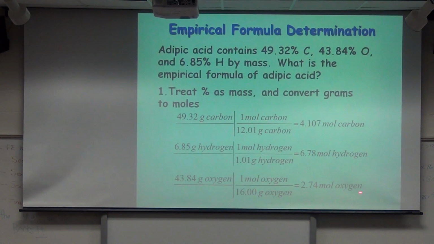Next, we're going to identify our lowest number. We get 2.74 moles of oxygen. That's less than the other 2, so we're going to divide each of these 3 numbers by that smallest number, and that will ultimately give us a ratio that's going to tell us that for 1 mole of oxygen, we're going to have this many moles of hydrogen and this many moles of carbon.